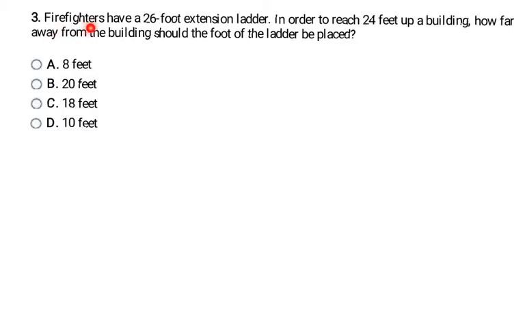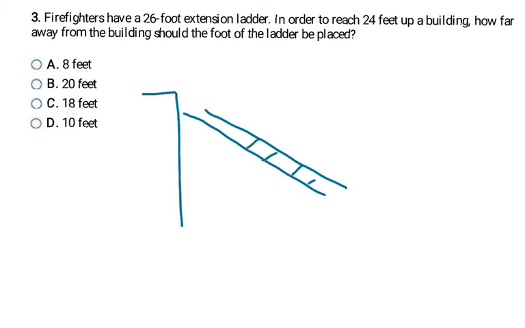This problem reads, firefighters have a 26-foot extension ladder. In order to reach 24 feet up a building, how far away from the building should the foot of the ladder be placed? Well, I'm going to go ahead and draw a picture. So I have my building, and I have my ladder. Okay, I know that this ladder is 26 feet. I know they want to go 24 feet up on the building, but I don't know how far from the building I have to put my ladder. So this is what I'm looking for.